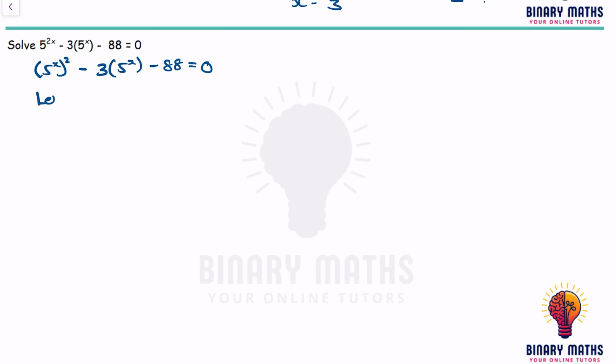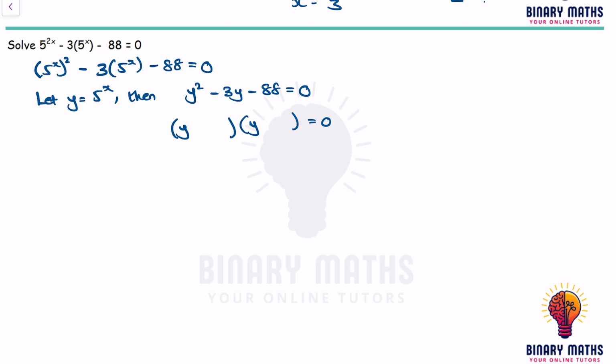So let y be equal to 5 to the x. Then you have y squared minus 3y minus 88 is equal to 0, which is a quadratic that you're used to looking at. Let's try to solve this by factorizing. It looks like it's going to factorize. So I've got y and y, because it's y squared. A product of 88 with a difference of 3 is 11 and 8. So it must be minus 11 and positive 8.